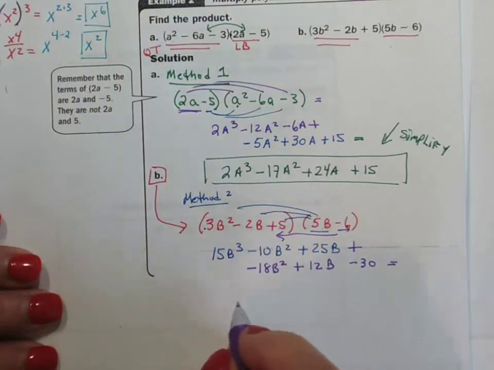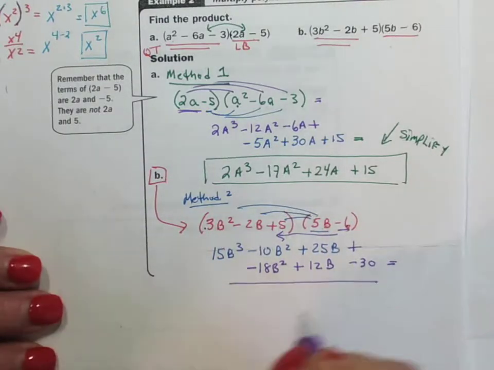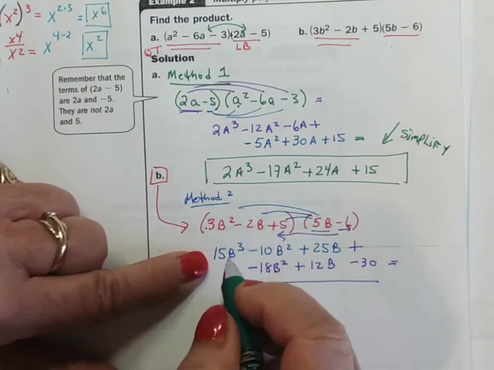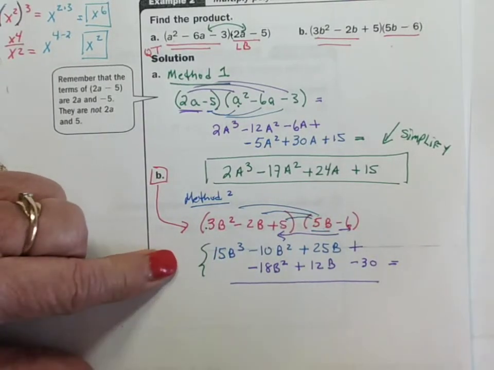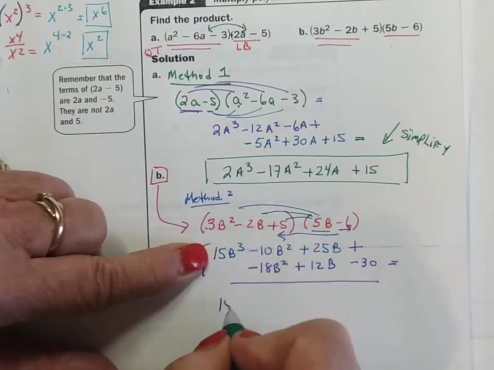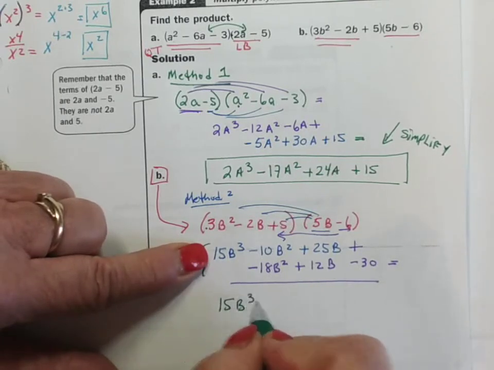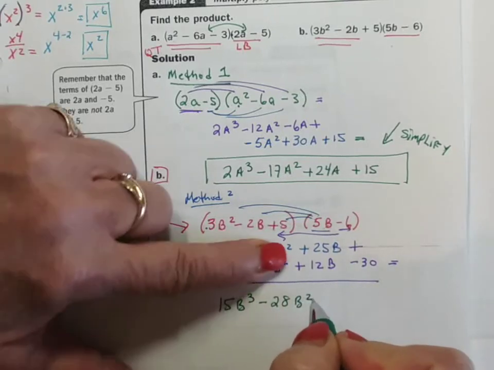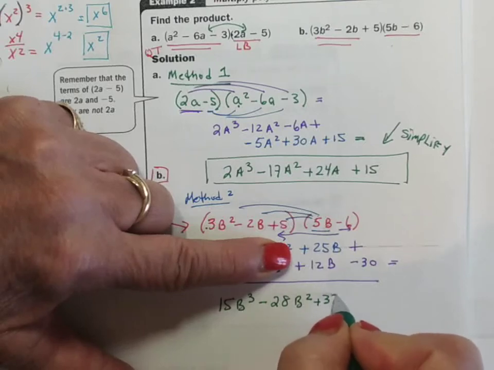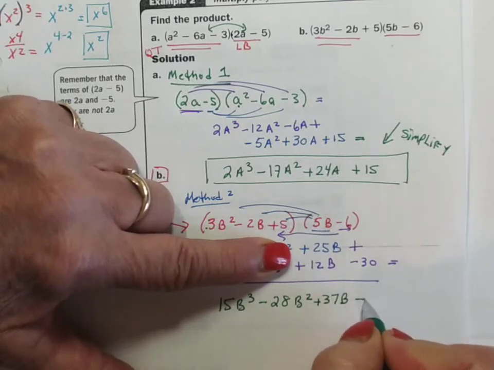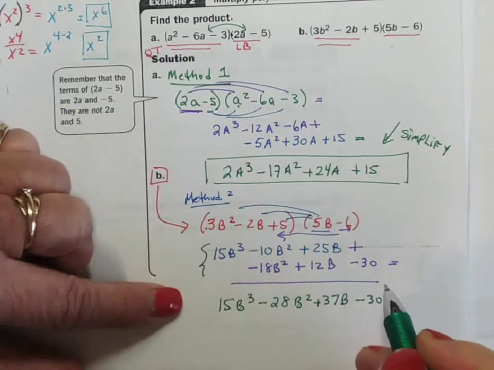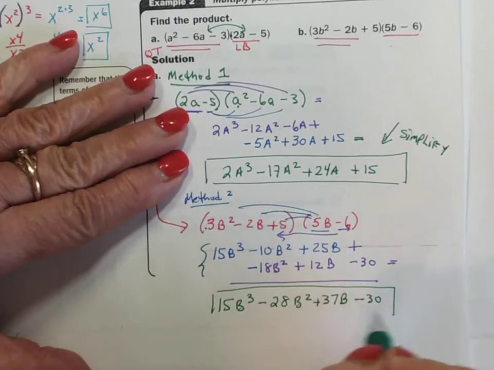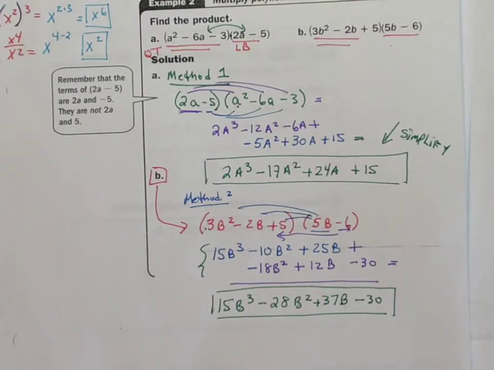All right, now we combine like terms. So we have to simplify this. We get 15b cubed minus 28b squared plus 37b minus 30. And that's your final answer. Fun, huh?